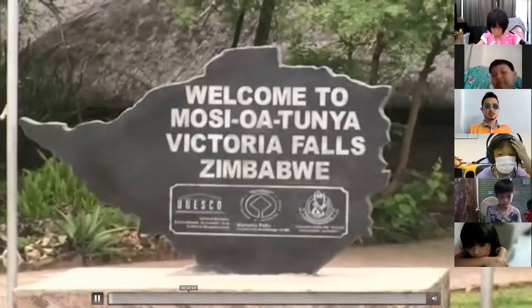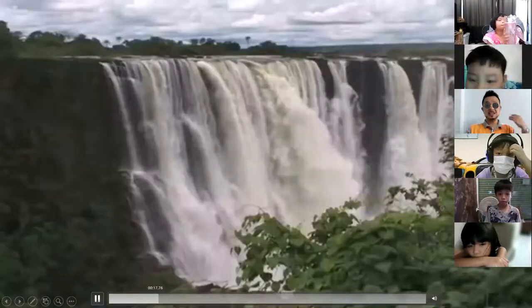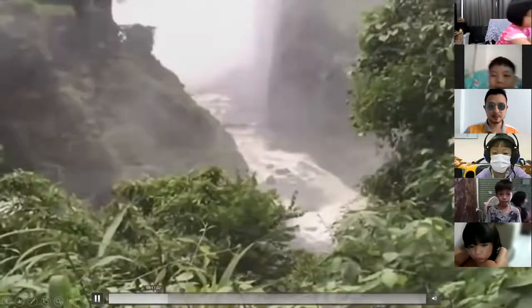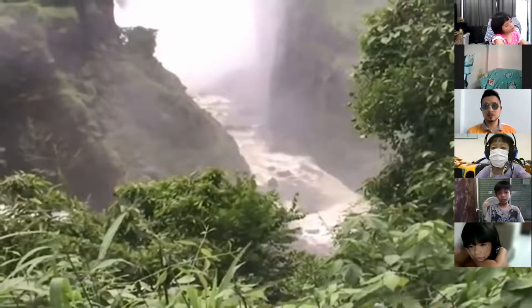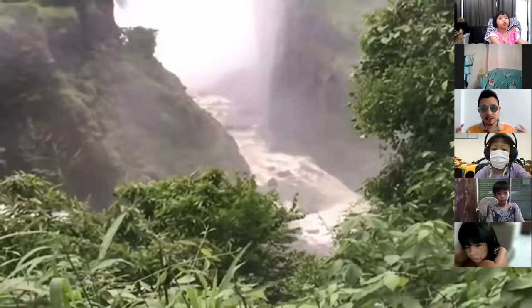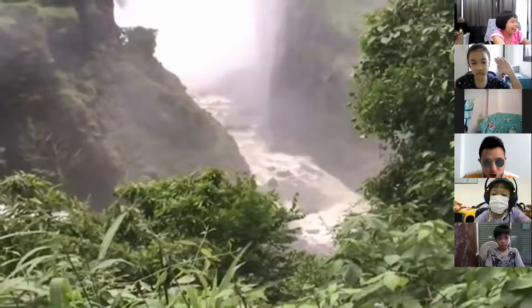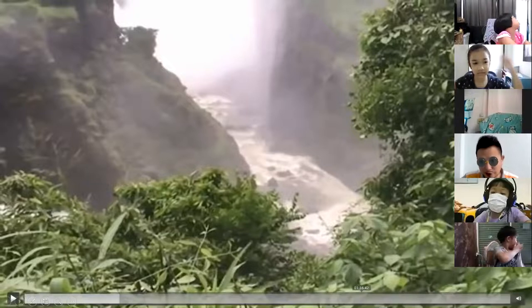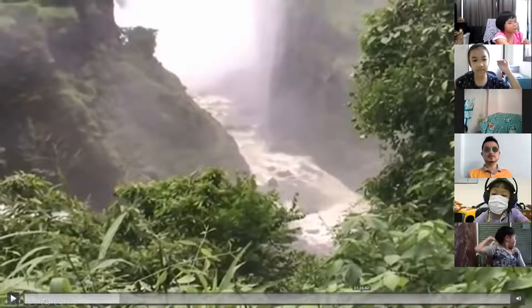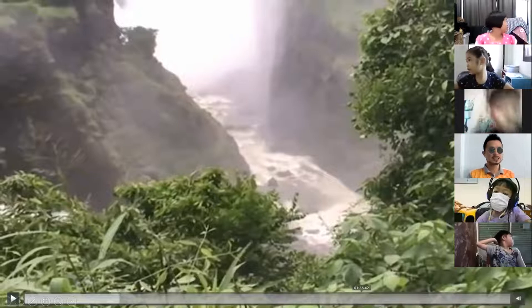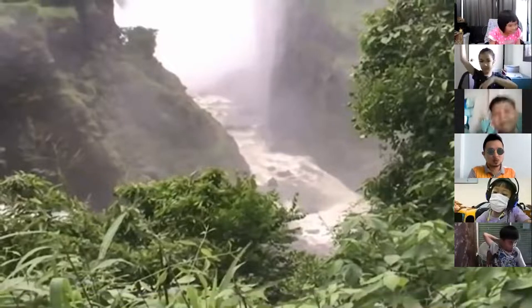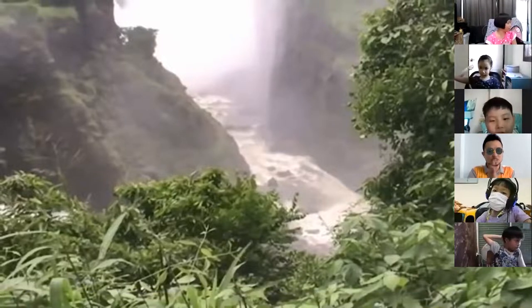Next. See that? What sound did you hear? What sound is that? It is the sound of a stream. Yes. Water, very good. That sound is from the water, of the flowing of the water.